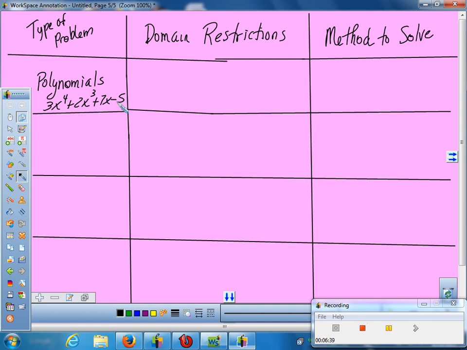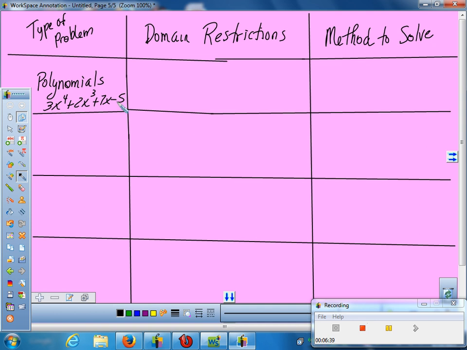The easiest way to do these is to ask yourself, is there anything I can't put in there? Is there any number you could not put in there for x that would give you a bad answer, meaning something undefined or imaginary? If I put 0 in there for x, 0 minus 5, I'll get -5. Is that a bad answer? No, -5 is an okay number. It's a normal number. It's not imaginary. It's not undefined.